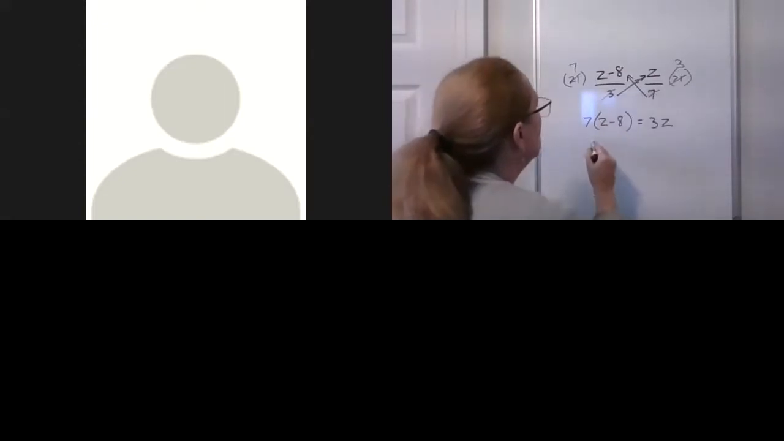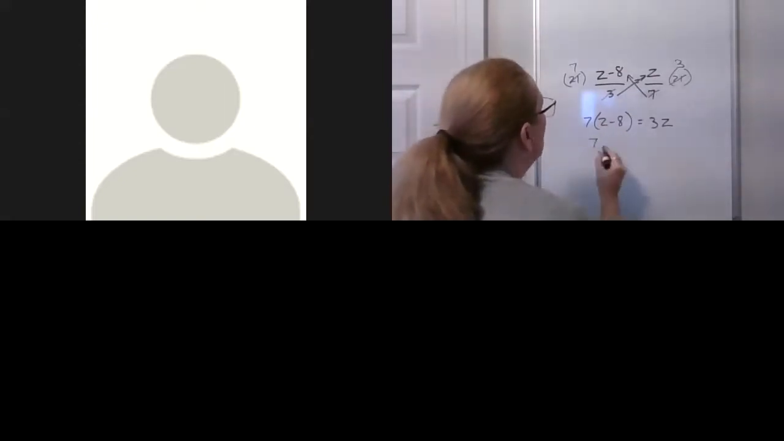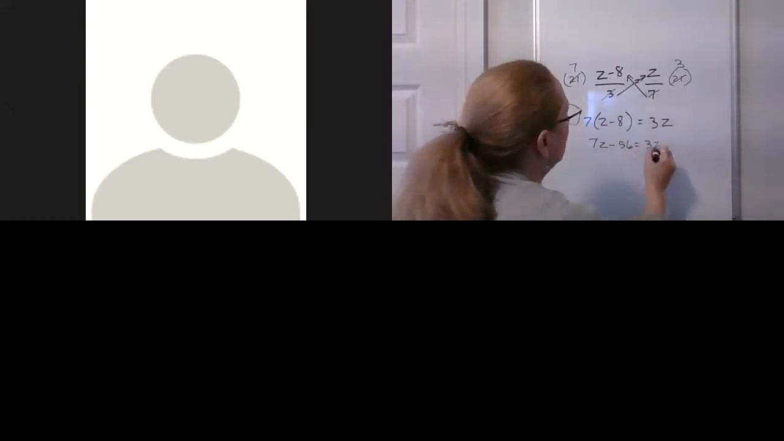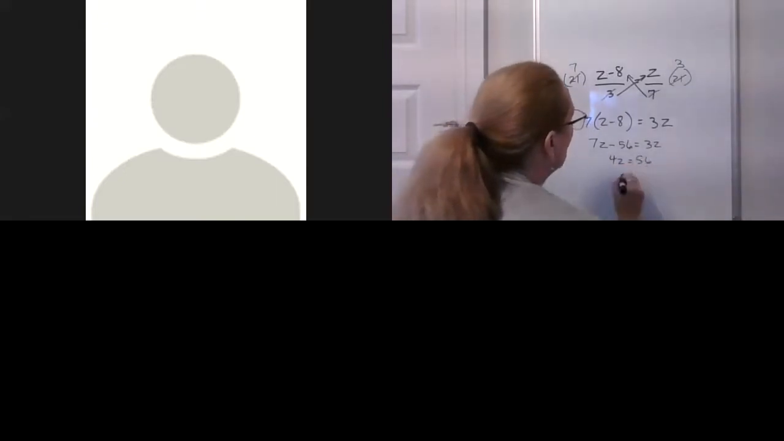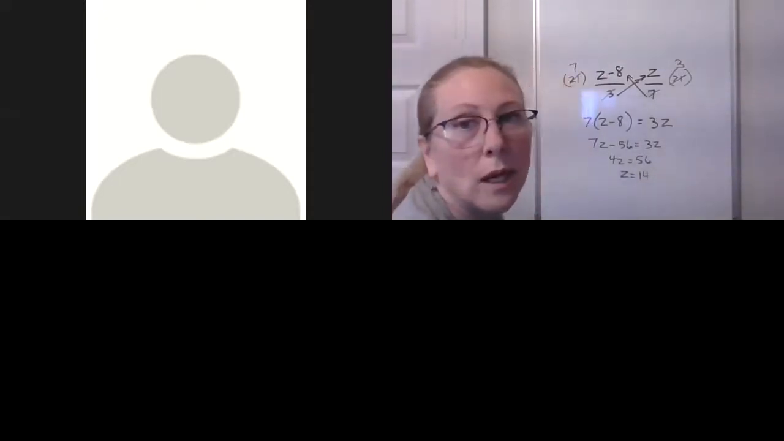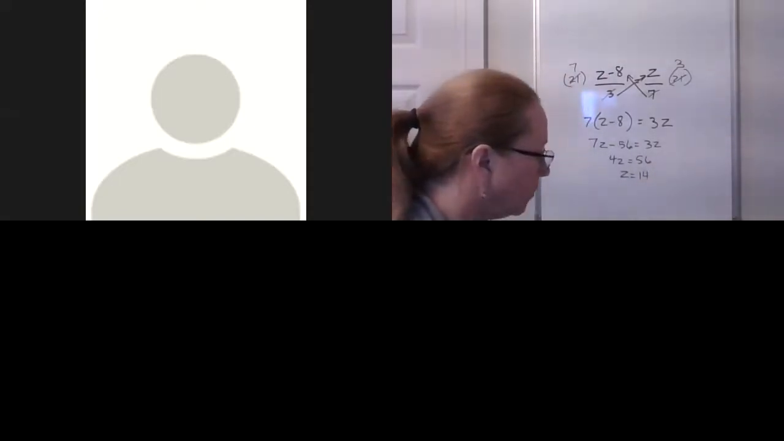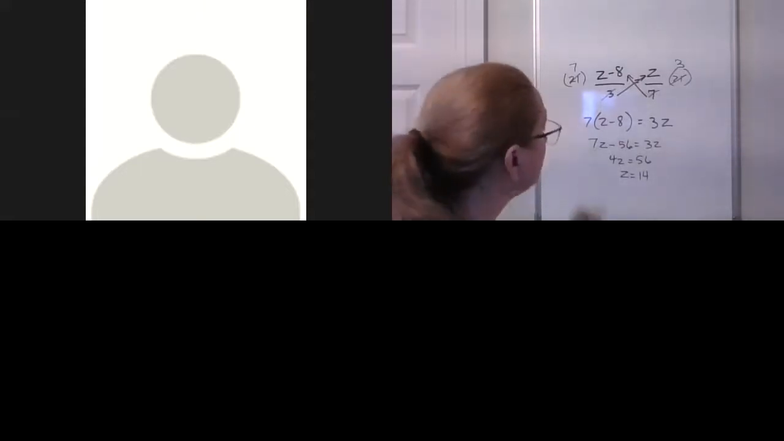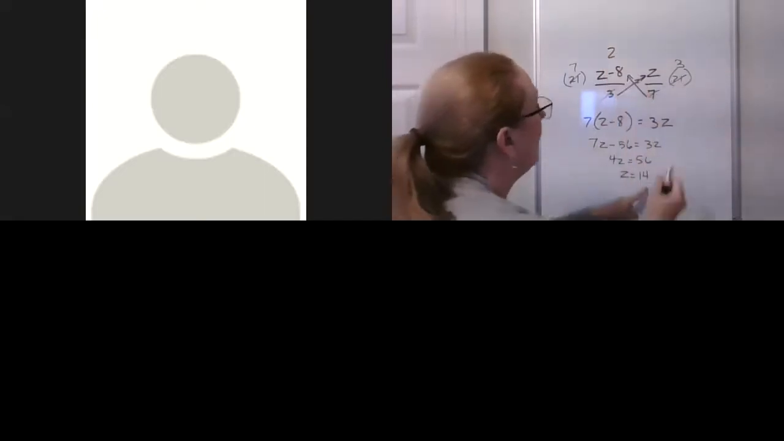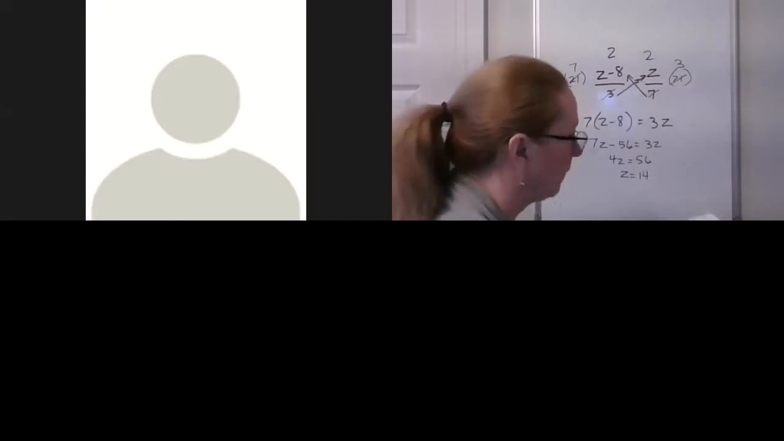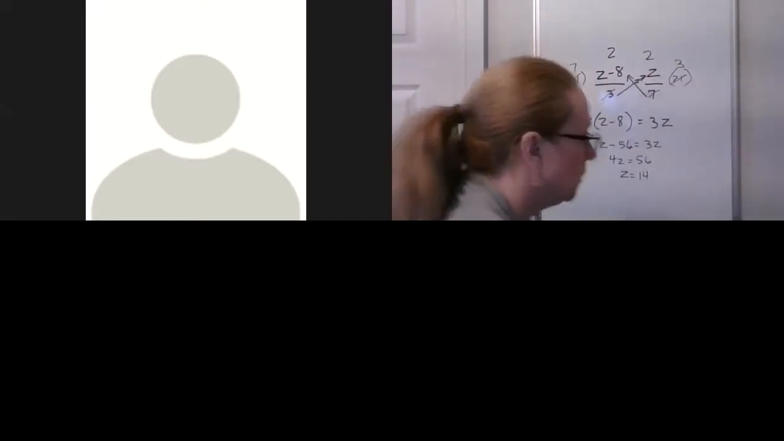So now 7z, I keep wanting to write the z, minus 56 is equal to 3z. Subtract that, 4z is equal to 56. And z, it goes in 14 times, which is your answer. And of course, you could plug that in and check it out. 14 minus 8 is 6, over 3 is 2, and 14 divided by 7 is 2. So that makes sense. All right, rolling on to another problem.